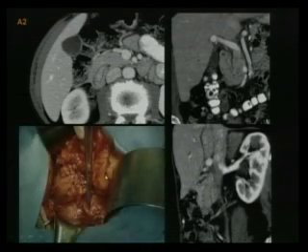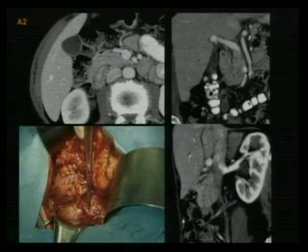And this was the intraop picture. This is the stomach and proximal duodenum that were distended. And here is the pancreas going through, or around, the second duodenal portion.